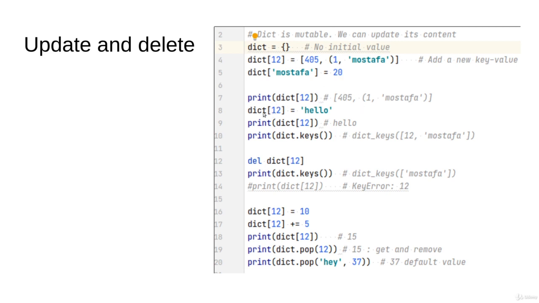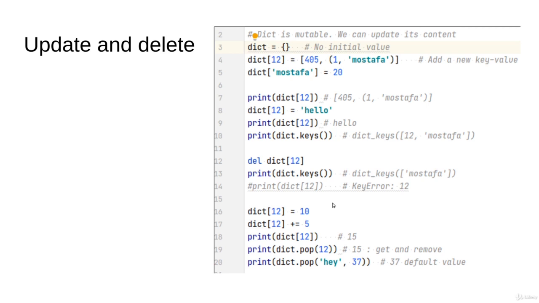I can update the value with dictionary of 12 equal hello. So we change this value to this value. You can also print the keys to see that we have this new key. You can delete a key. If you try to delete a key like 12, you will notice now that we have only Mustafa. If you try to print dictionary of 12 again, you will get a KeyError: 12. A KeyError 12 means the dictionary doesn't have a key with the value 12. You can reset the value again, dictionary of 12 equal 10, dictionary of 12 plus equal 5.